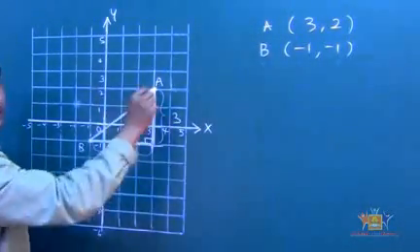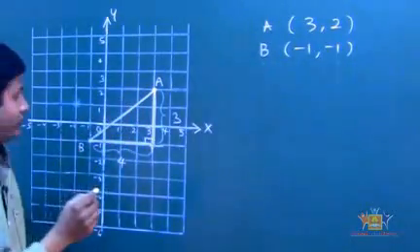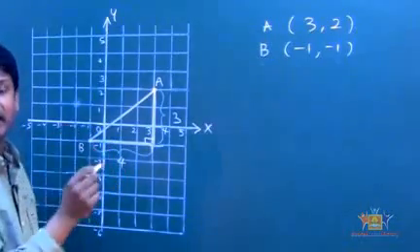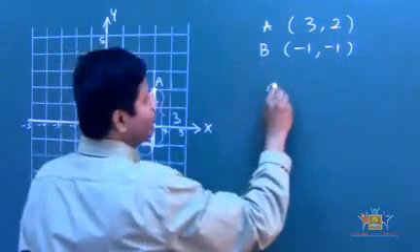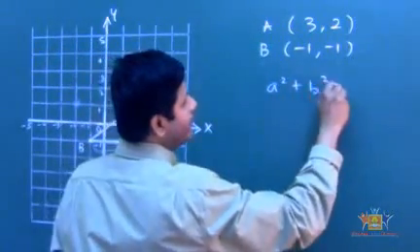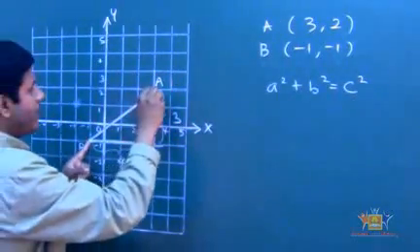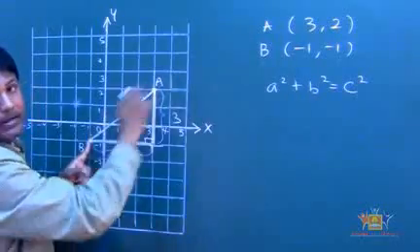That means I can find this. This is what? The hypotenuse. See the right angle? The hypotenuse. So what does the Pythagoras theorem say? A squared plus B squared equals C squared. So that means I can find this because this is C, the hypotenuse.